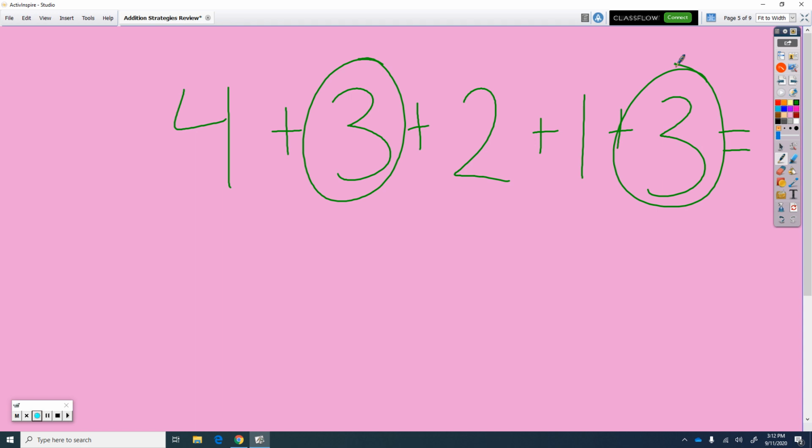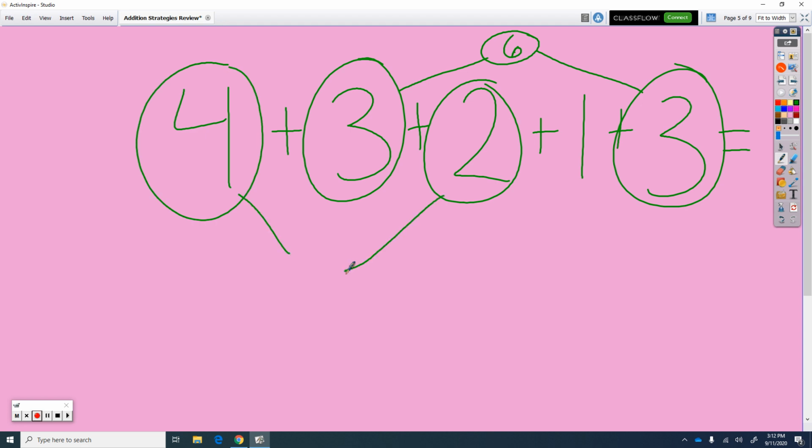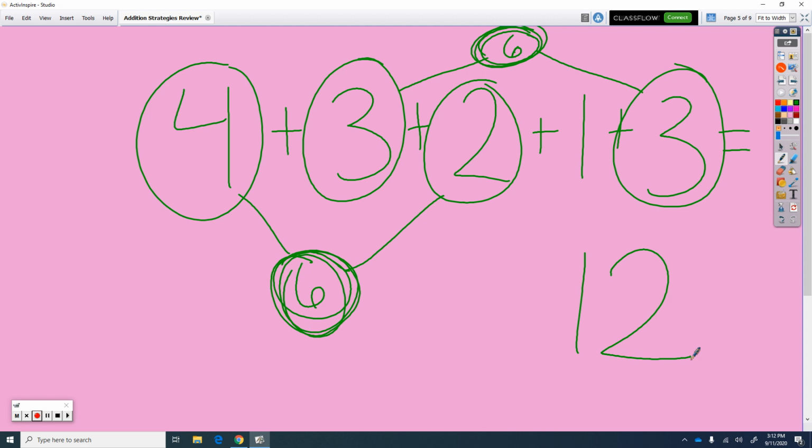And I know that 3 plus 3 is 6. So I'm even going to kind of draw me almost like a number bond. I know 3 plus 3 is 6. And then, oh wow, if I put these two together, almost like another number bond, I know that's 6. So then I have to put this 6 and this 6 together, and I know that 6 plus 6 equals 12. Did you get that right?